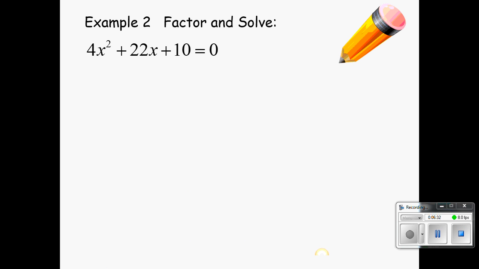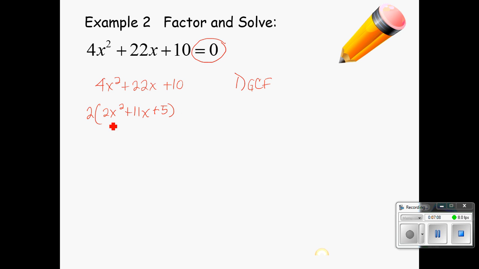So let's do another example. All right, so it says factor and solve. Well, I always want to make sure it's equal to 0 so we can use that zero product property rule. That's why we have to have it set equal to 0. Now we're going to take this 4x squared plus 22x plus 10, and we're going to factor it. And this is where we always have to ask ourselves, is there anything in common? Greatest common factor. All right, well, I see a 2 in each one of these, so I'm going to take a 2 out.